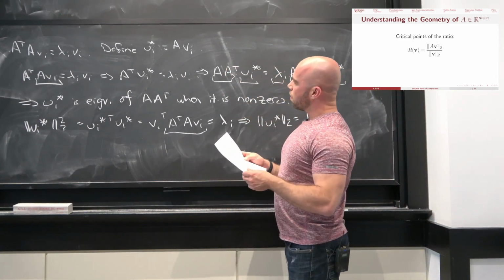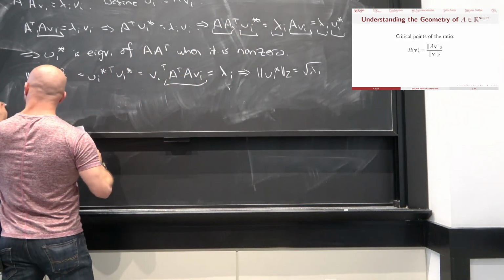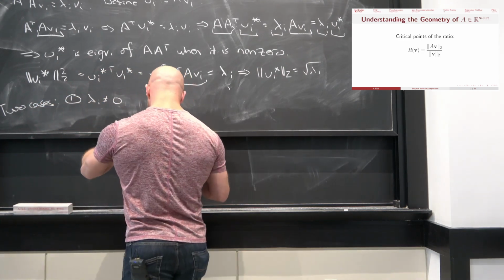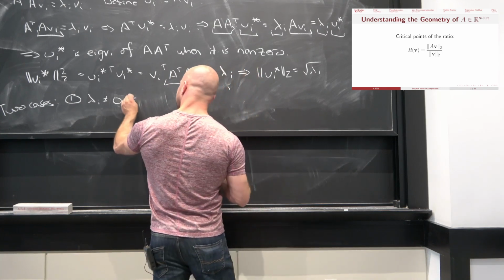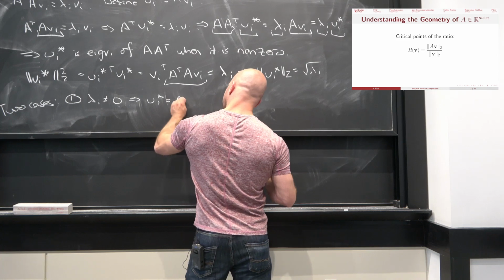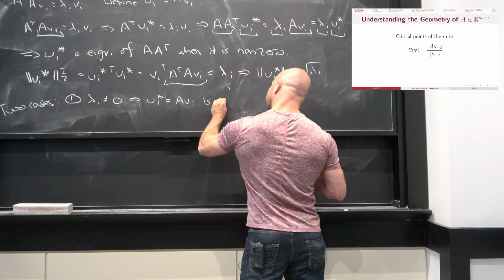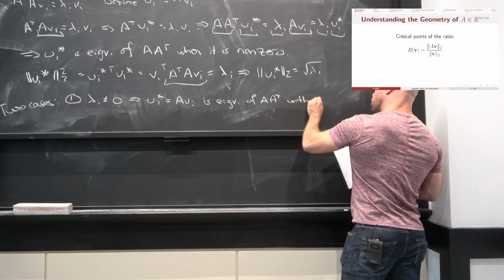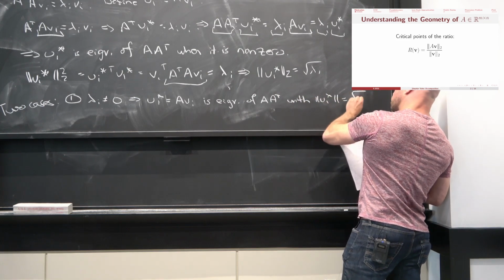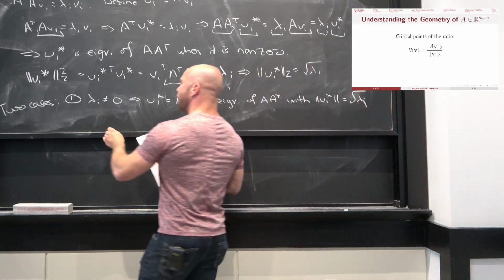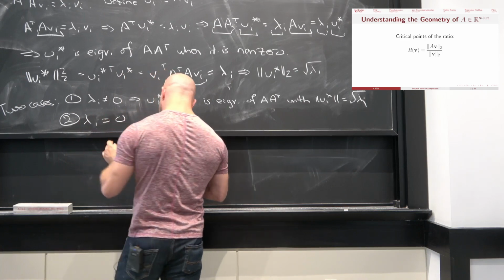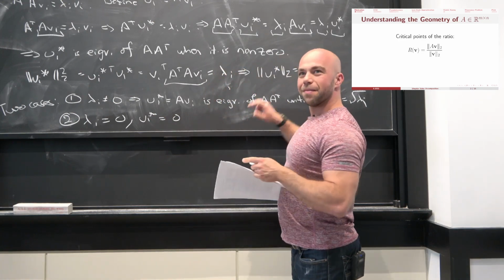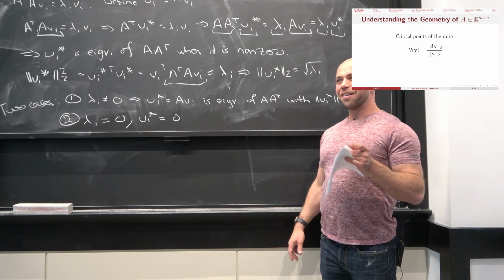One is that lambda i is not equal to 0, in which case we have ui star, which is equal to A vi, is an eigenvector of A A transpose with norm of ui star equal to the square root of lambda i, like that. And otherwise, lambda i is equal to 0, and ui star necessarily is also equal to 0, right? Because of the norm. Everybody with me so far? Okay.